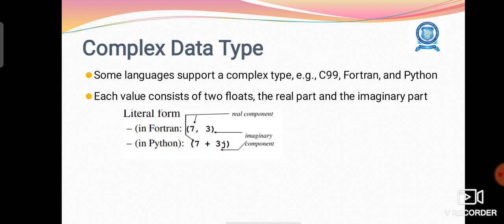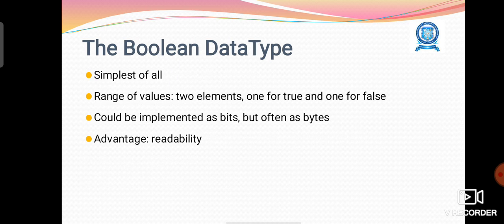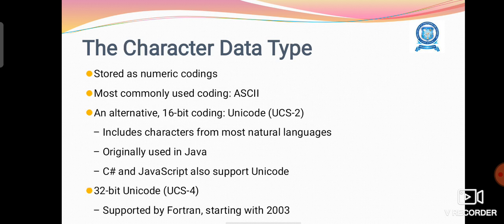Complex data types have two parts, the real part and the imaginary part. Some languages support the complex data type, like Fortran, Python, C99. Decimal data types are mostly used for business applications, and they are used to store a fixed number of decimal digits. Boolean data type has only two values, true or false, and could be implemented as bits, sometimes as bytes. Character data type. They are stored as numeric codings, and include the characters from most natural languages.